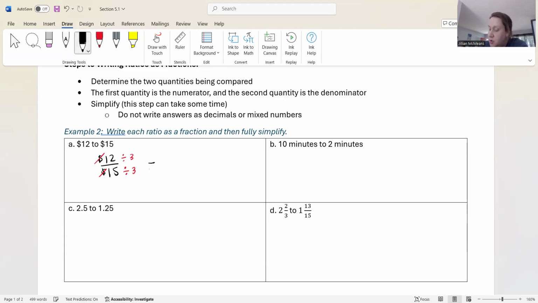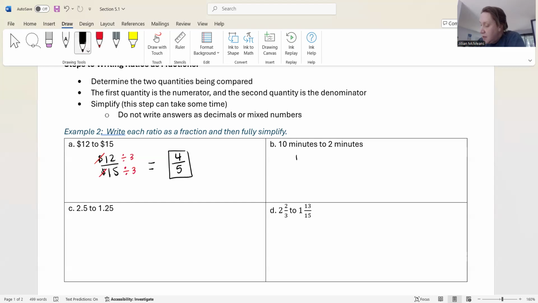So 12 divided by 3 is 4, and 15 divided by 3 is 5. So yes, we're comparing $12 to $15, but that means for every $4 that we had initially, the second comparison is going to be $5. So for every $4, we have $5. So $12 to $15 simplifies to just 4/5.